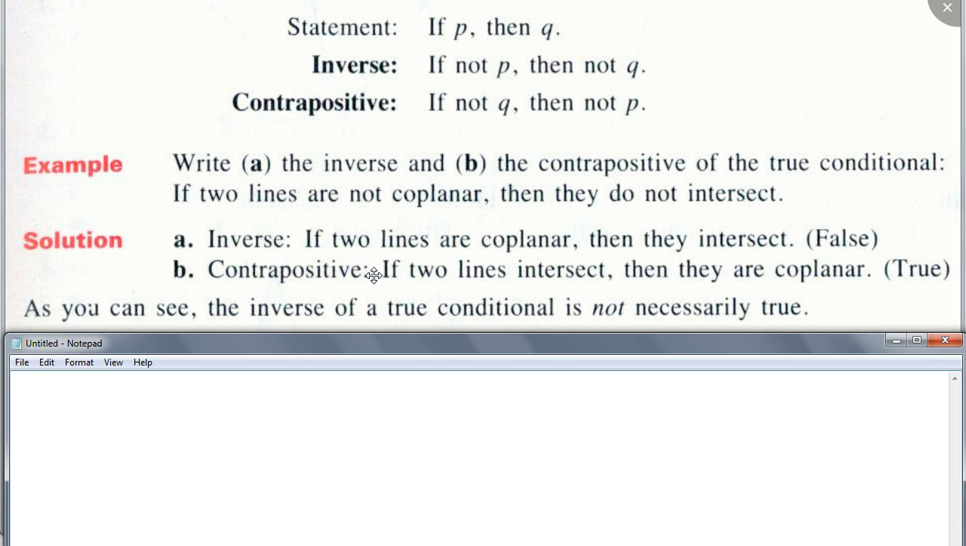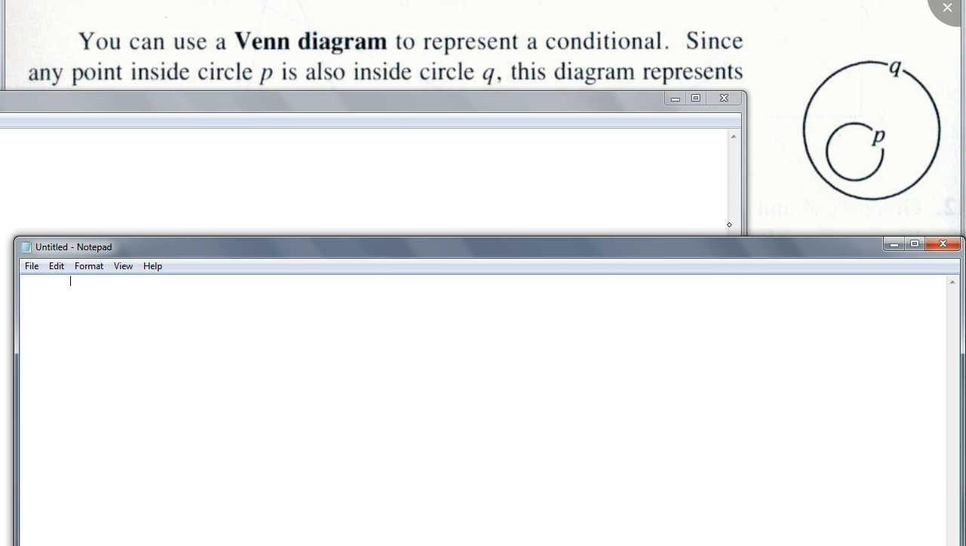Okay, let's move on. Sir, can you read this for us? You can use a Venn diagram to represent a conditional. Any point inside circle P is also inside circle Q. As you can see, P is inside of Q. So what does this diagram represent in terms of a conditional? If something, then what?